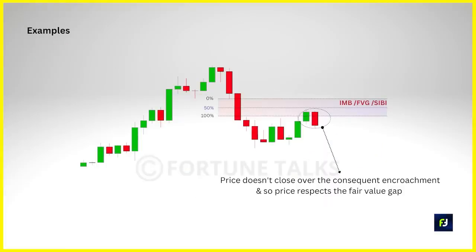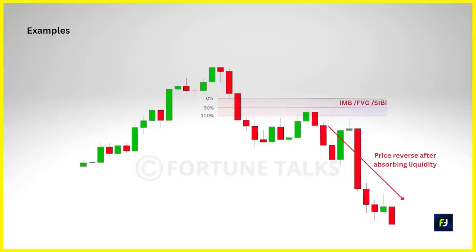So we have a CB right here. Let's mark out the consequent encroachment using Fibonacci tool and see what happens. So you can see when price reaches up into this fair value gap, does not close over the consequent encroachment, or in other words, price respects the fair value gap and it is still valid for a reversal to happen.